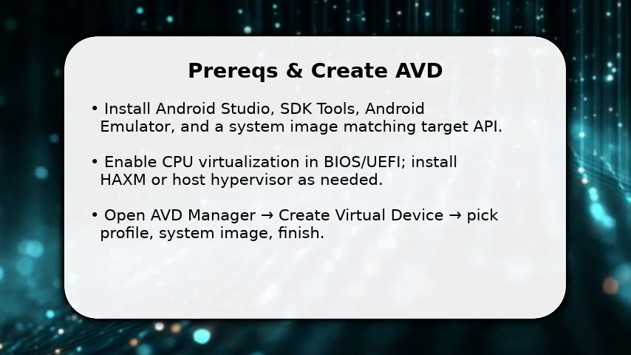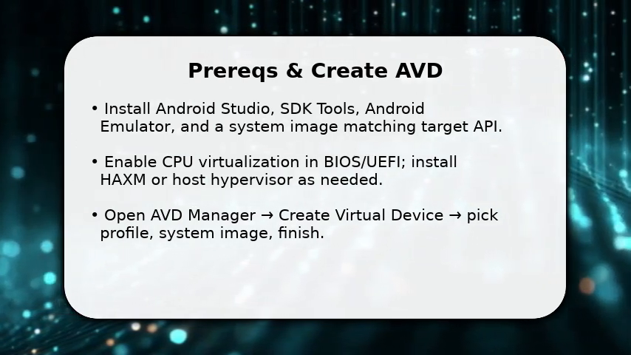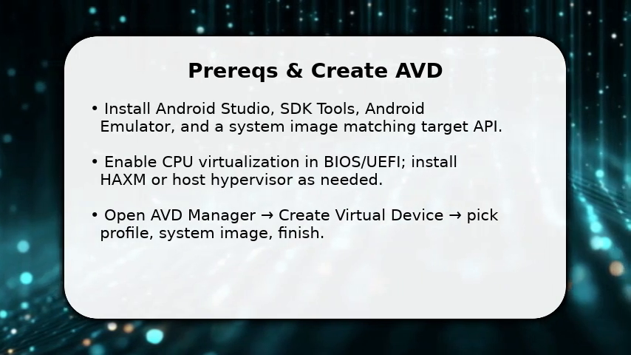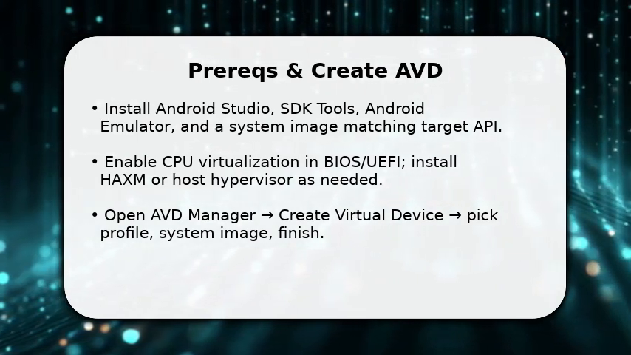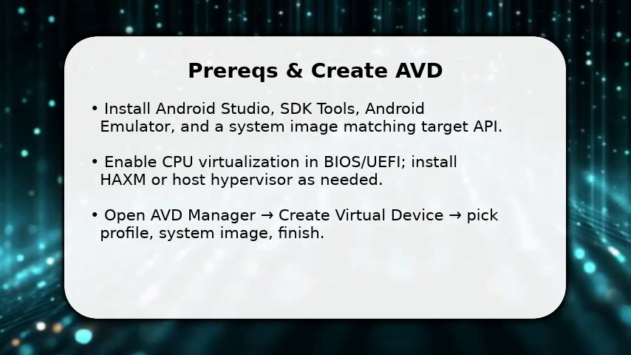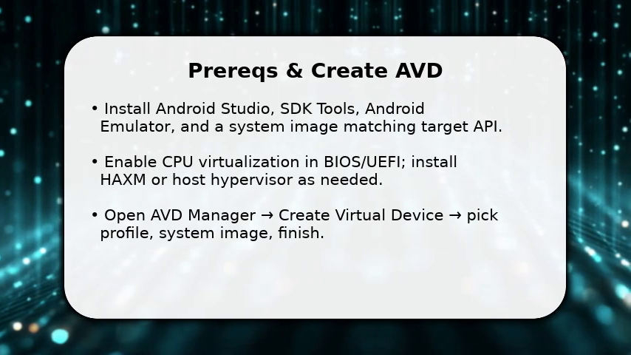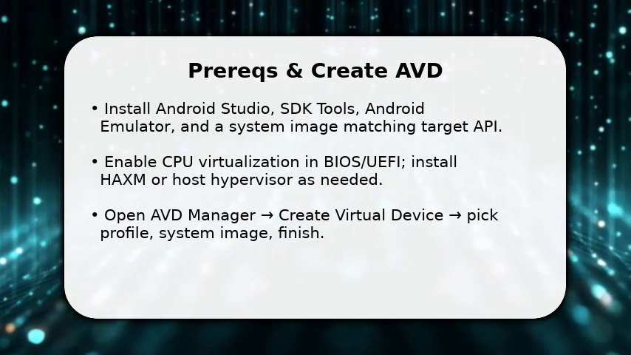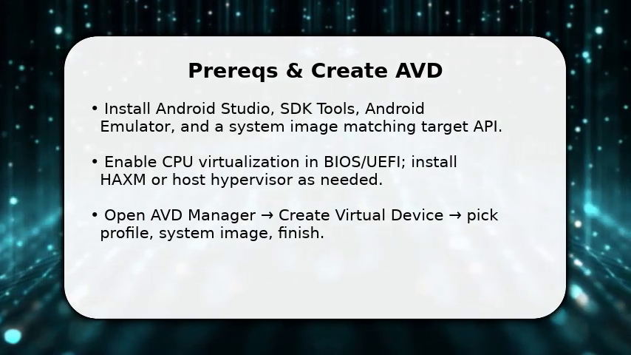Pick a device profile and press Next. Choose a system image matching your target API level and ABI; x86 or x86-64 is faster with HAXM or Hypervisor. Once done, configure device settings like memory and orientation, then finish to create the AVD.